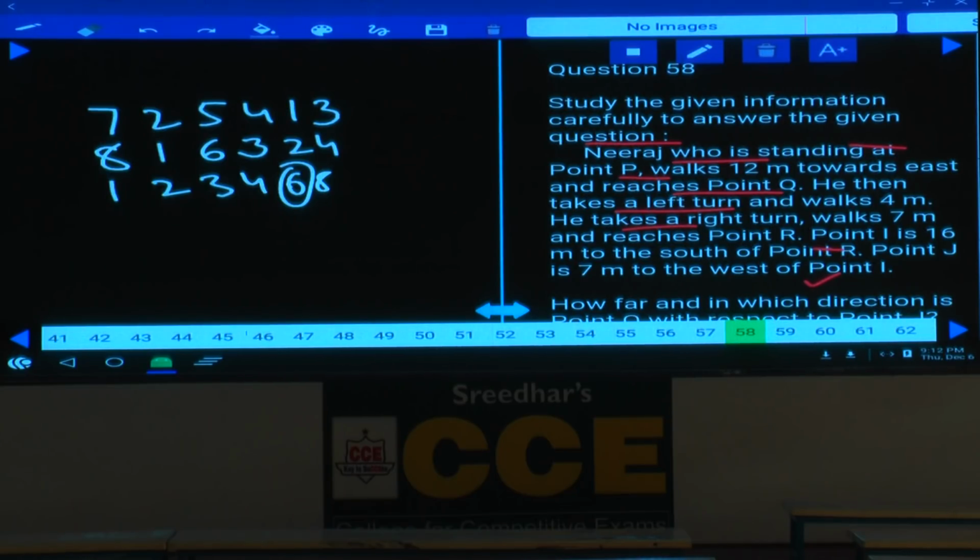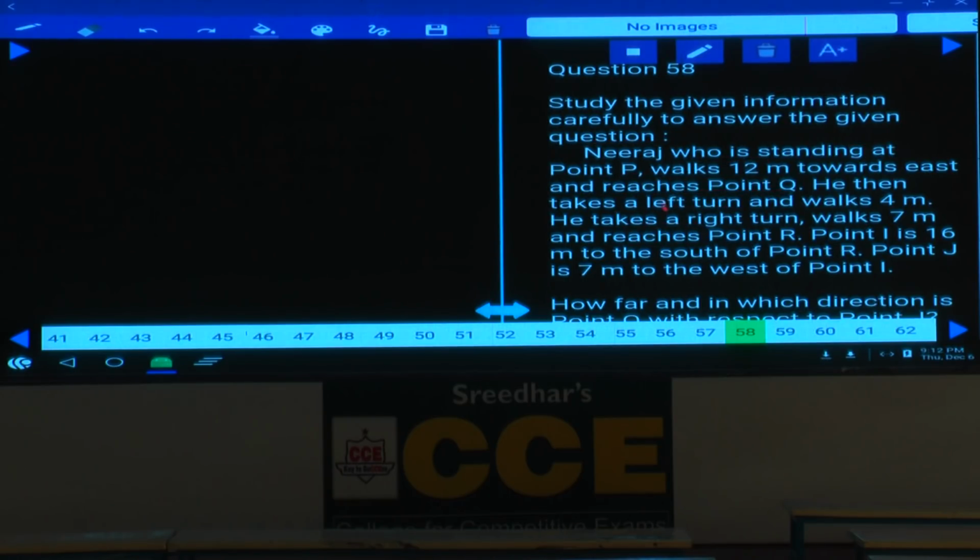Question number 57. Then 58 and 59, these two questions are based on directions. In these directions, Neeraj, who is standing at point P, walks 12 meters east. Let us take this as point P. Neeraj walks 12 meters from point P and reaches point Q, and he then takes a left turn and walks 4 meters. What is the distance here? He covered just 4 meters.